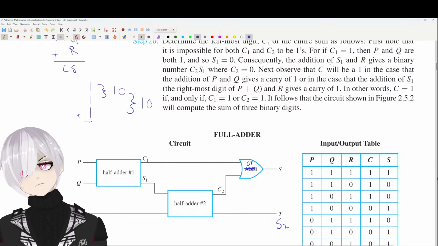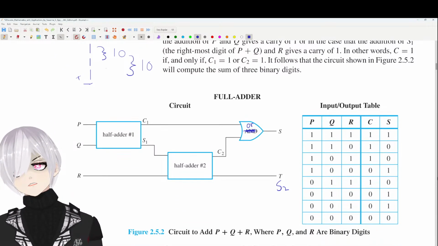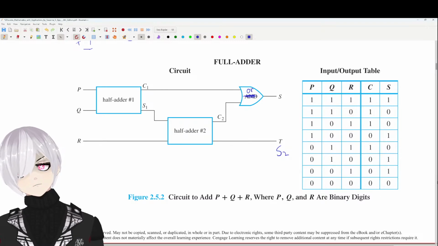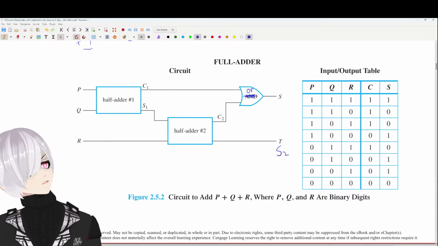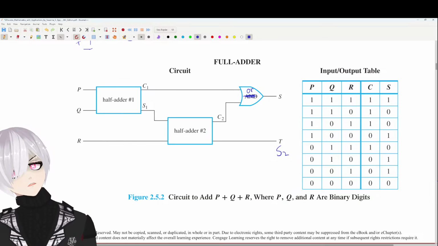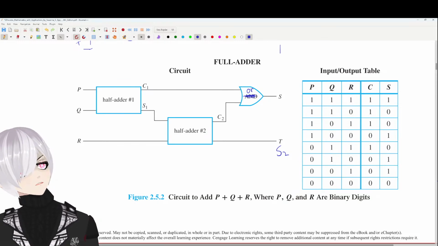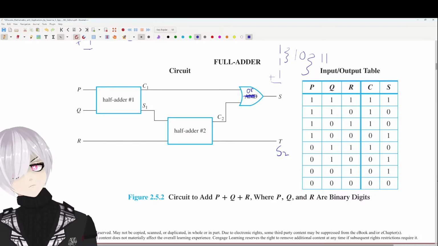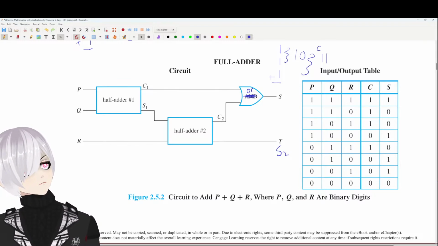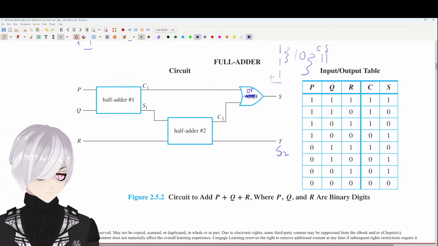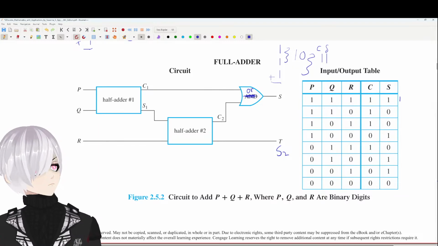Yeah. Well, let's see if their truth table is consistent with what we understand here. So P, Q, and R all being 1. I know that would be like saying 1 plus 1 plus 1. So the P and the Q would get you 2, or 1, 0. And then if you add 1 to that, you would get 3, 1, 1. So this would be your C and your final S. So that's what we got.